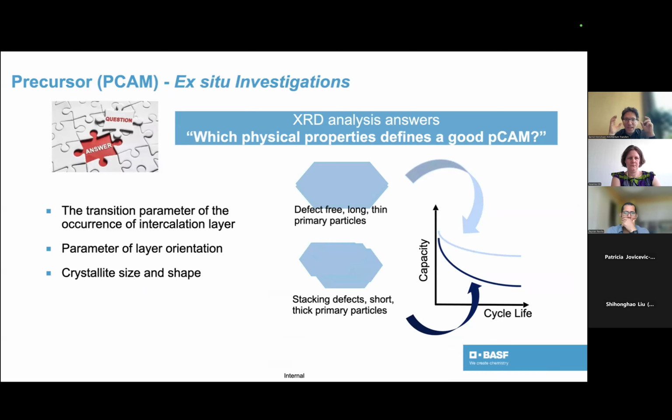You can match these microstructural characteristics to the final electrochemical properties. So we can see that the more defects we have, the weaker our precursor material, and the less good our final cathode active material is going to be. The cycle life is very strongly affected by the stacking defects that come in right at the beginning of the process of producing these materials.